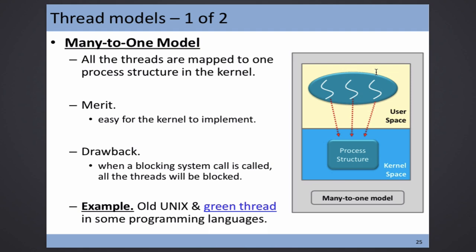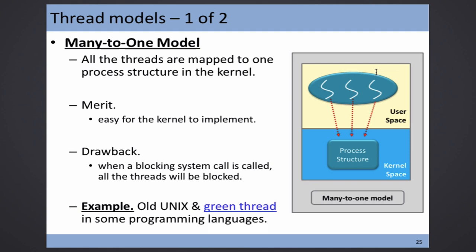Maybe we have three models. It depends on how you classify a model. I'll just give you some extreme cases. The first extreme case is what we call the many-to-one model. So what is many? What is one? From left to right, it means from the user level code mapped to the kernel structure.